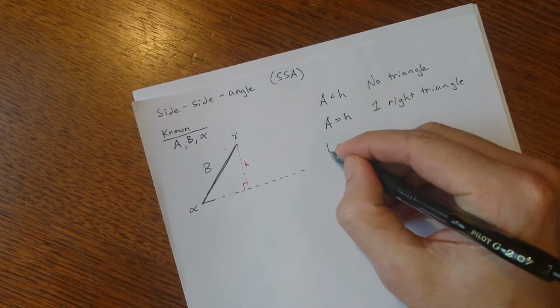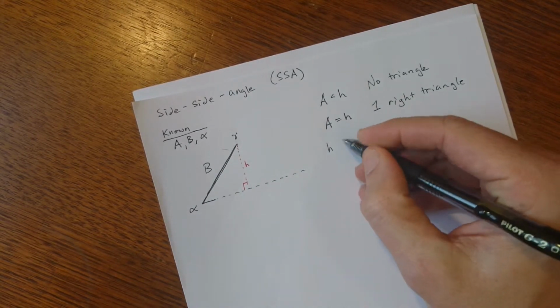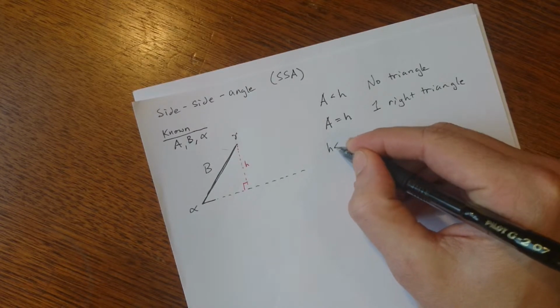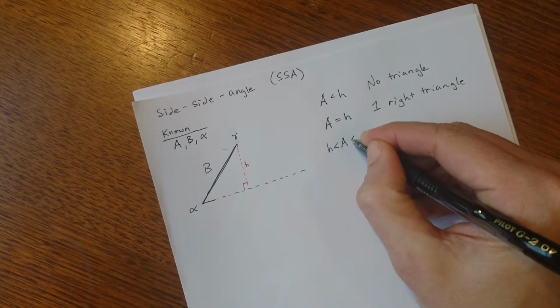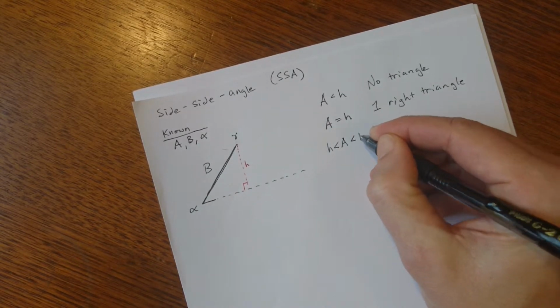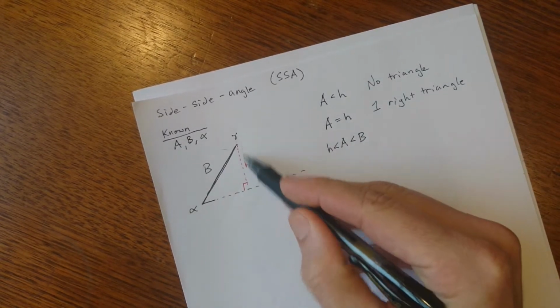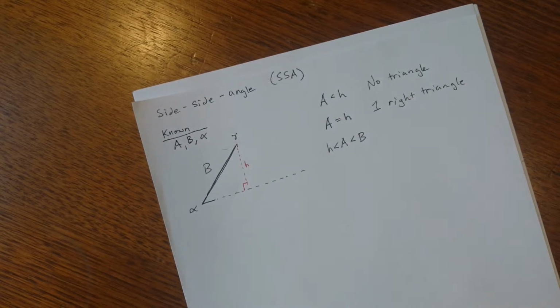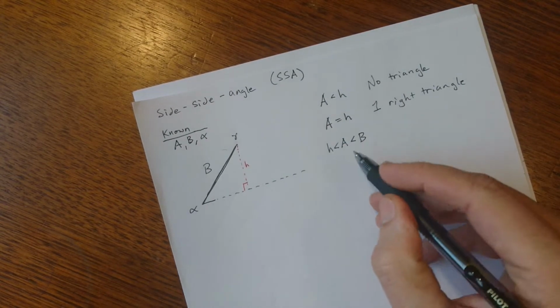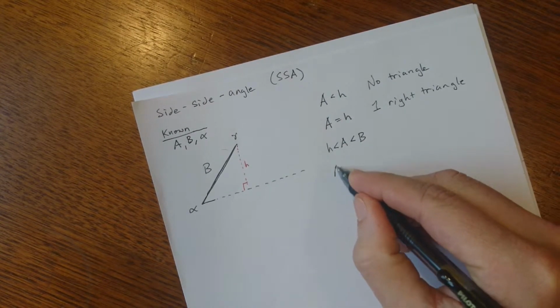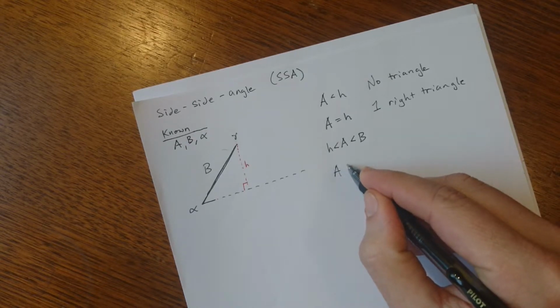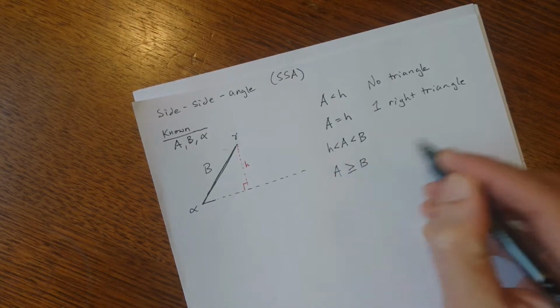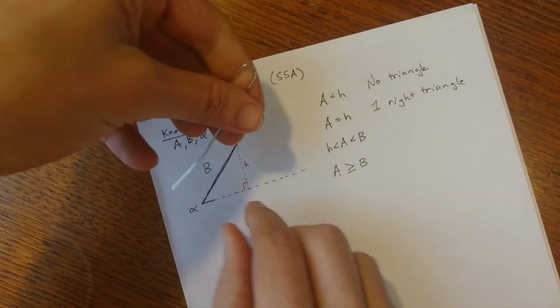The next case would be A between H and B. So it's longer than the height, but shorter than this other side. We'll come back to this case. Before we do, let's look at the final case, which is A greater than or equal to B.